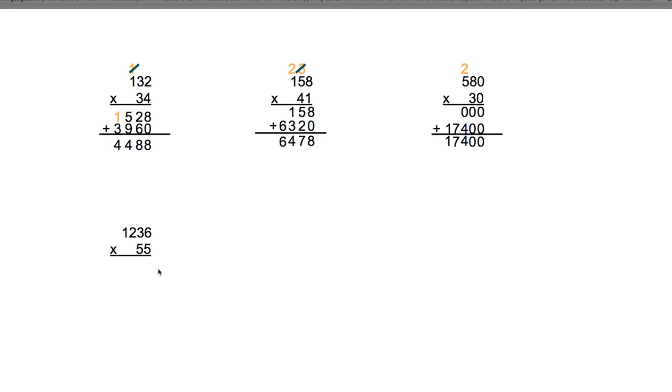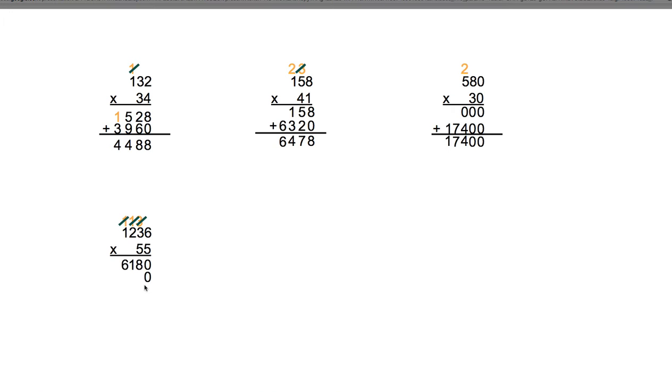All right, so 6 times 5 is 30. 5 times 3 is 15, plus 3 is 18. 5 times 2 is 10, plus 1 is 11. 5 times 1 is 5, plus 1 is 6.